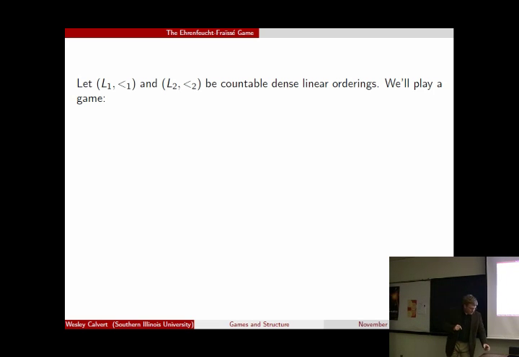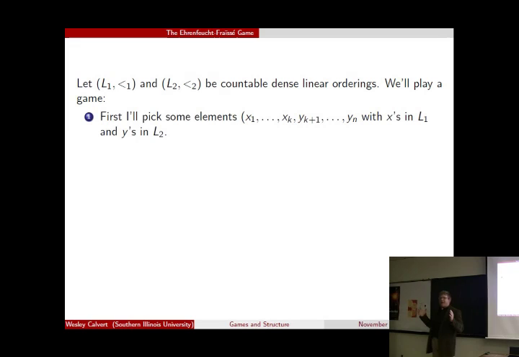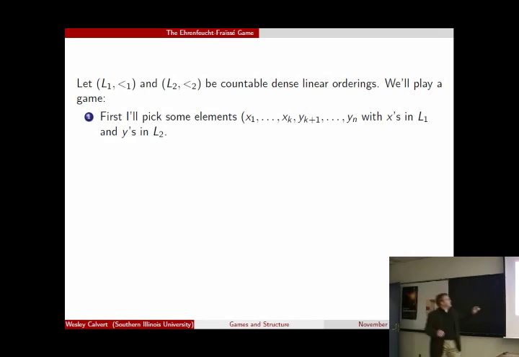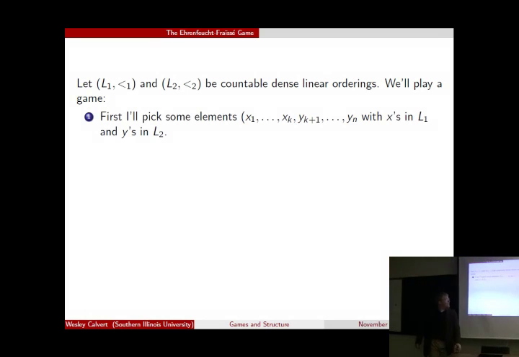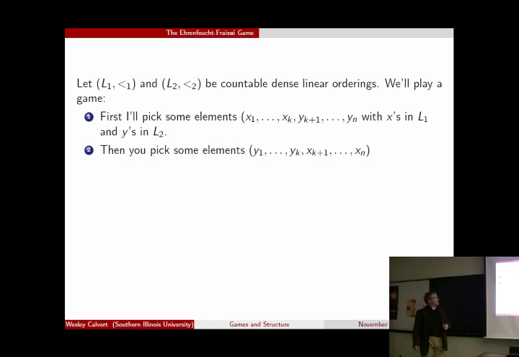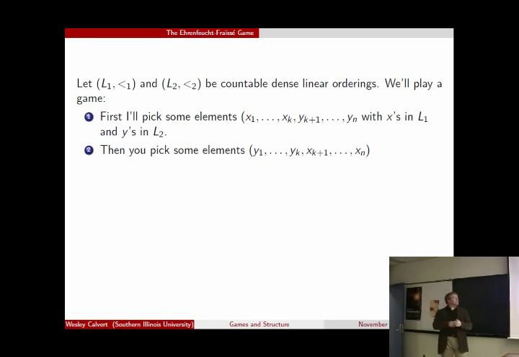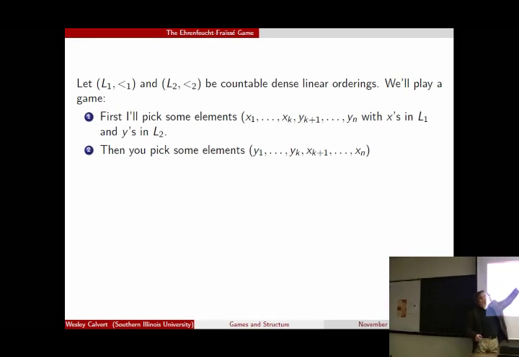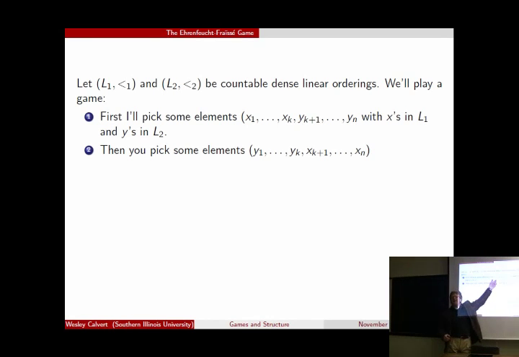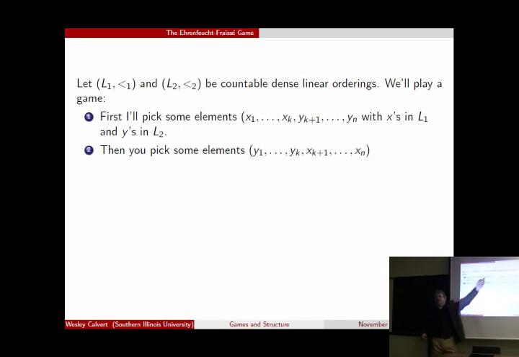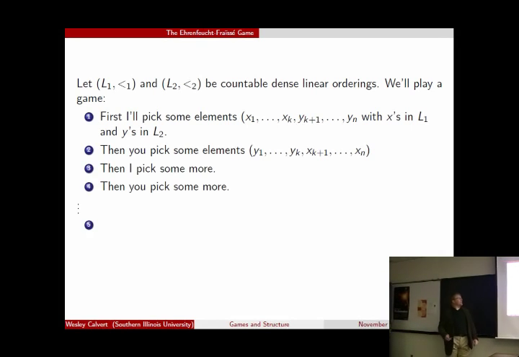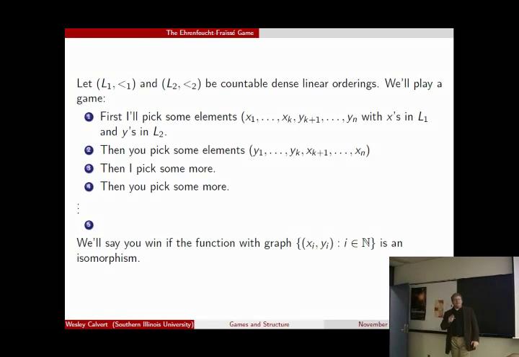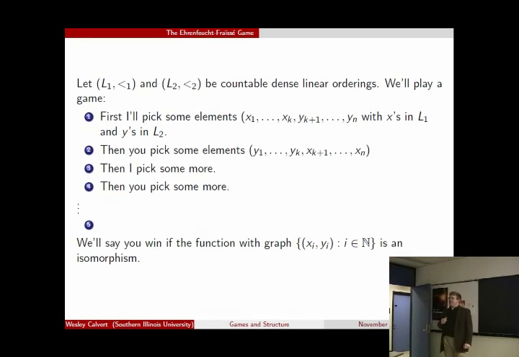So we'll play this game. First I'll pick some elements of L1 and some elements of L2. And then you pick some elements. You pick some y1 and so forth to match my x1 and so forth. Pick some xk plus 1 to match my yk plus 1. You try to match mine, and then I pick some more and you pick some more. You win if what we get is an isomorphism.